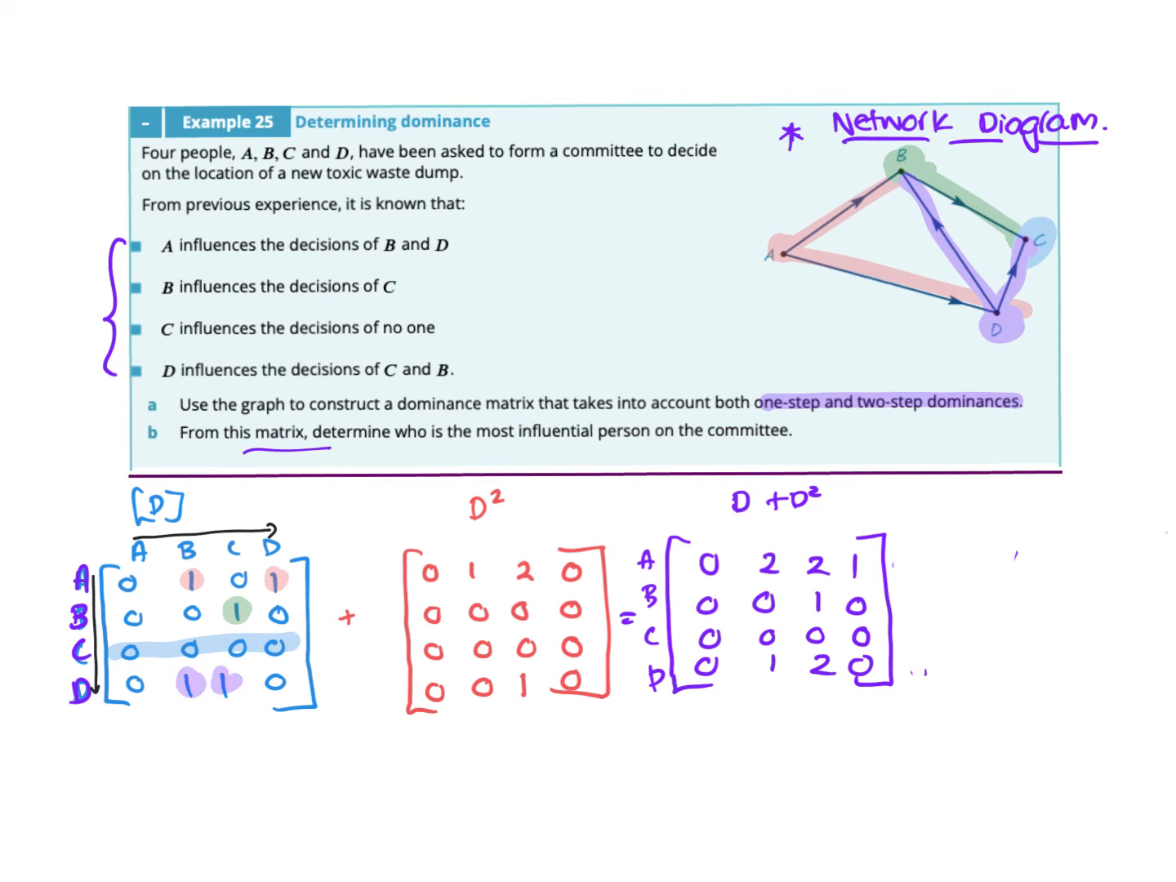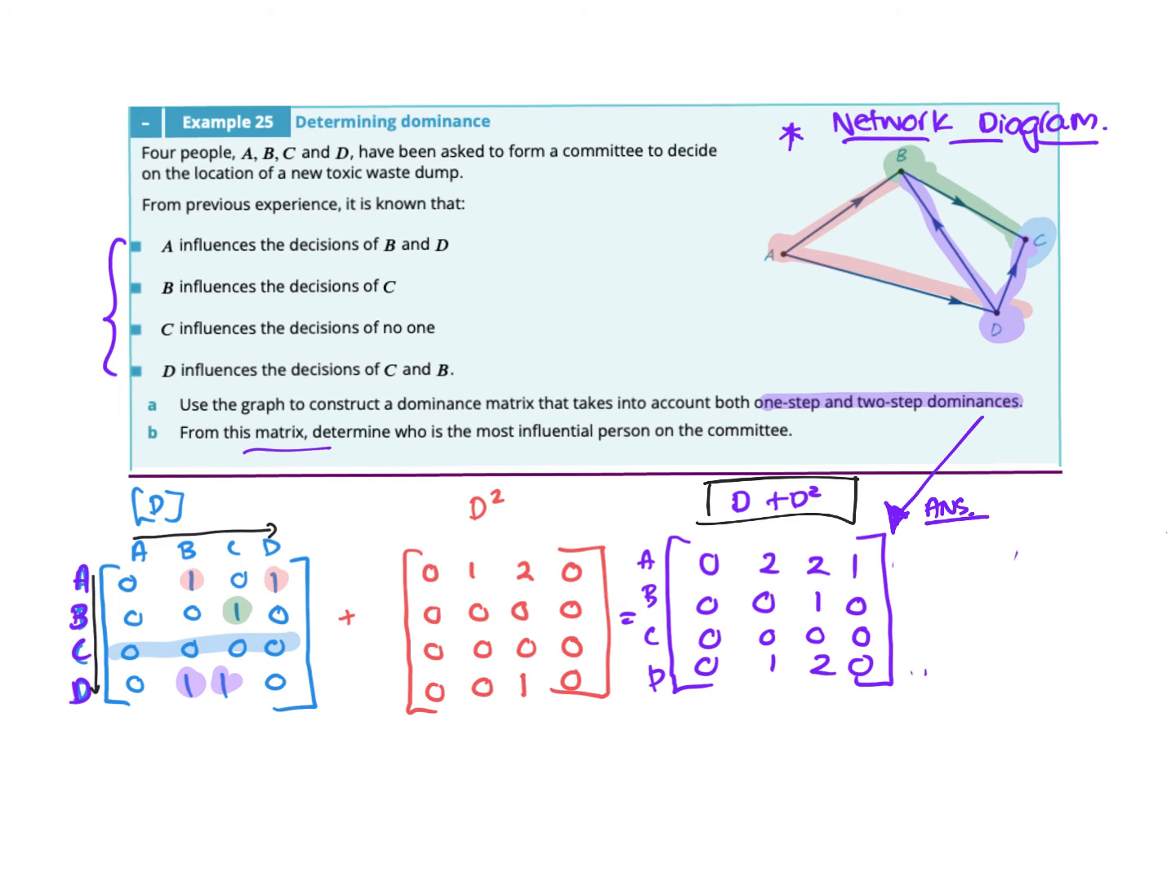Okay, so there's that. So then when I'm trying to find out, it says here, use the graph to construct a dominance matrix that takes into account 1 and 2 step. So this is why this is in purple, because this is that answer. They've asked me to demonstrate the constructed dominance matrix, so they just want this final matrix. This is the answer to that question, okay? But I showed you how you would work it out. You'd find the D, put that in your calculator, you'd square it, and then that's what it would end up being. Then you add them together.